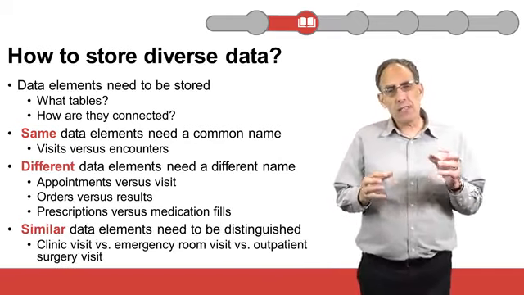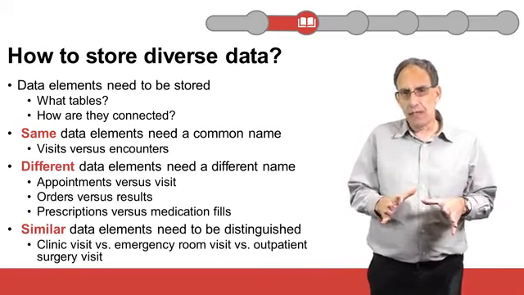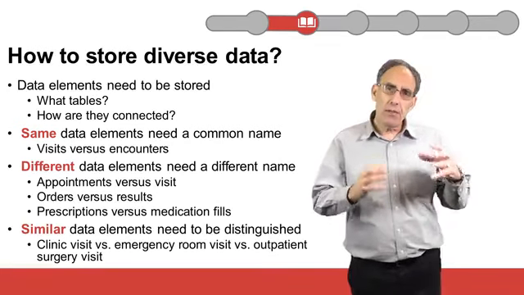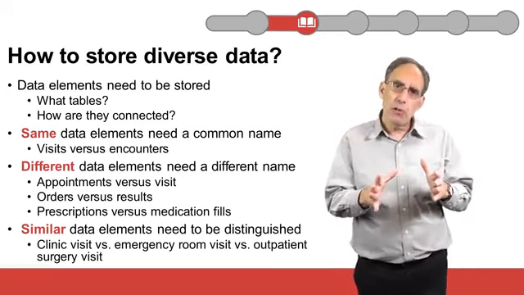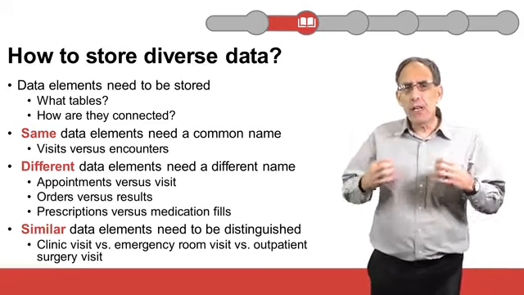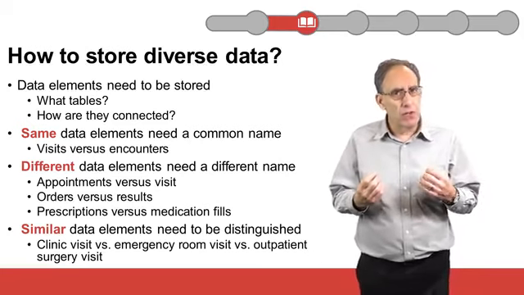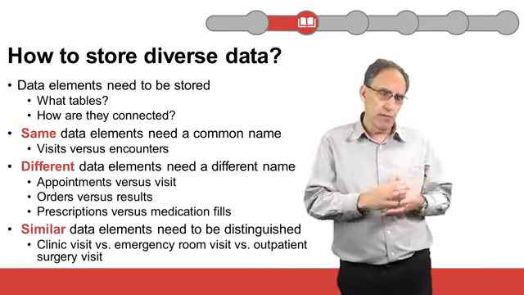Finally, data that are similar yet need to be distinguished have to be identified. We list here 3 different types of visits: a clinic visit, an emergency room visit, and outpatient surgery visit. These 3 concepts share many features and also have distinct features that need to be preserved.